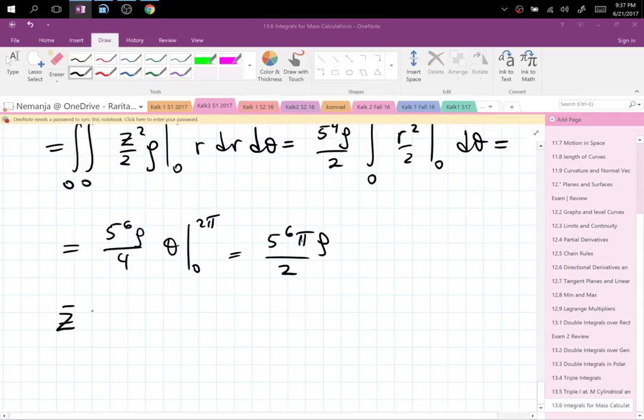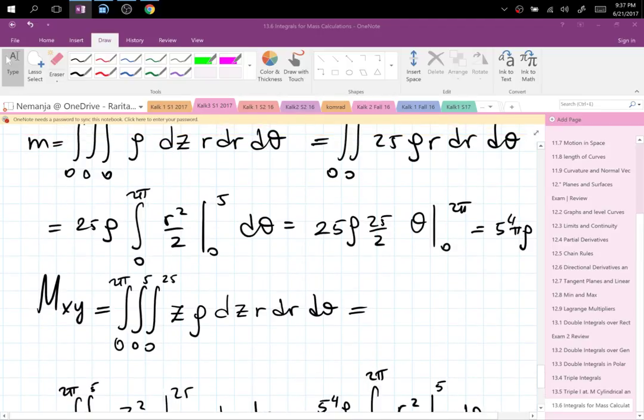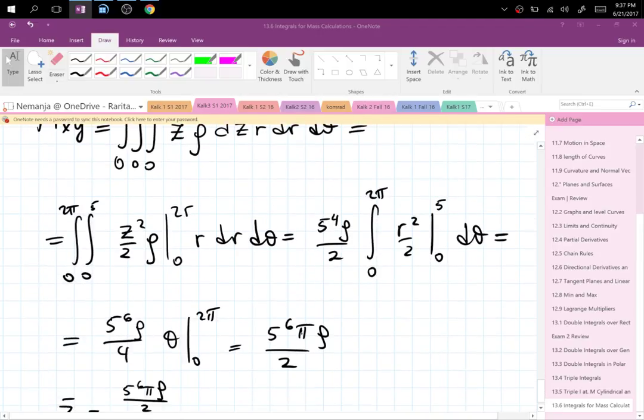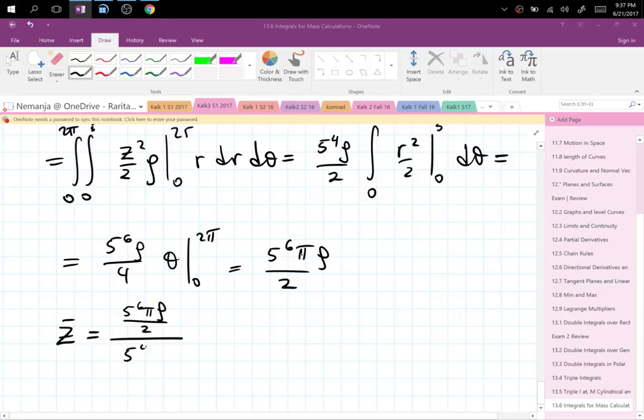So z bar, the only one that we have to compute, is 5 to the 6th pi rho over 2 divided by the mass, which was 5 to the 4th pi rho. So pi's die, rho dies, 5 to the 4, we're left with 25 divided by 2, which gives me 12.5.